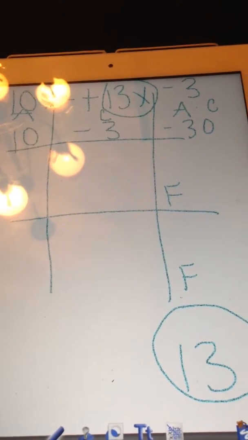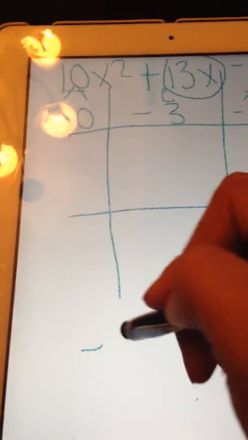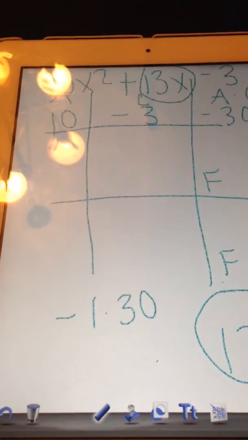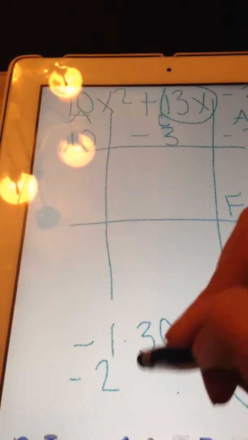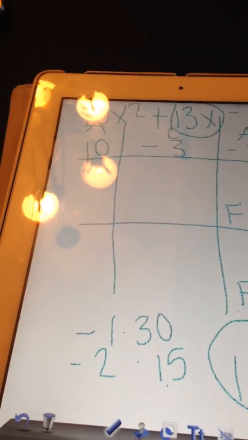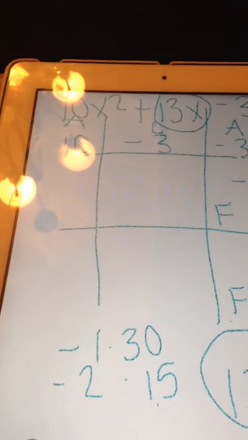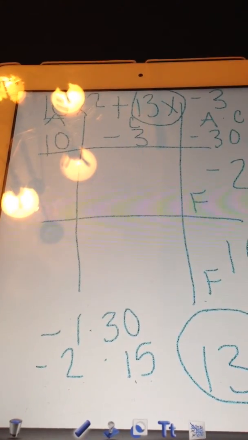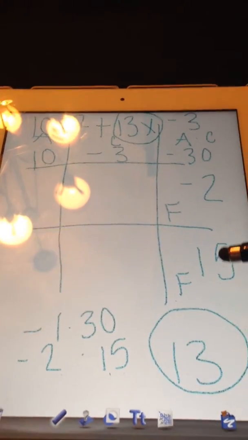So how are we going to do that? Well, first, we're going to have to make a little side note here. So negative 1 times 30 equals negative 30, but it doesn't equal 13 when you add it together. Next, we'll do negative 2 times 15, which equals 13, and it equals negative 30 also. So we're going to use that. So we're going to put the negative 2, and then we're going to put the 15. And we usually put the least and the greatest right here, just like that.